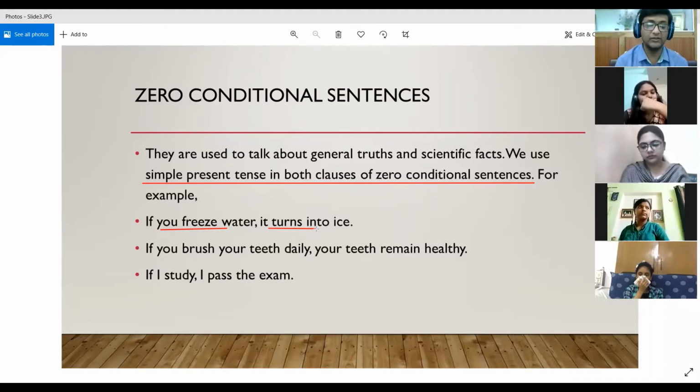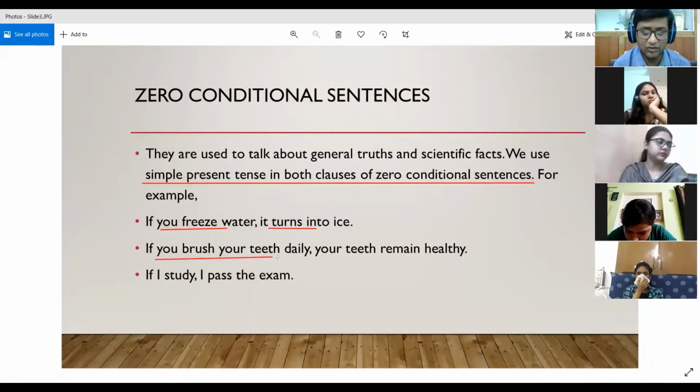Then the next one: if you brush your teeth daily, your teeth remain healthy. So over here also you can see that this is again a general truth that everybody knows, that if you want to keep your teeth healthy, then you should brush daily. So this is the condition that you are giving, that if the teeth are brushed daily, then what is the result? They remain healthy. Okay.